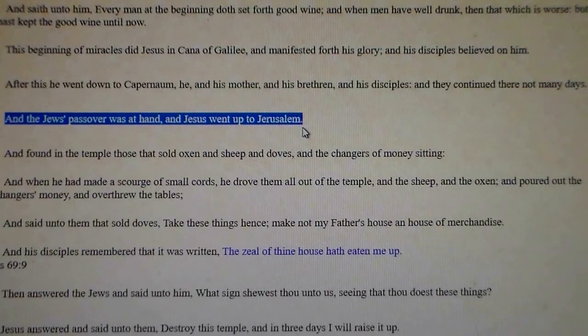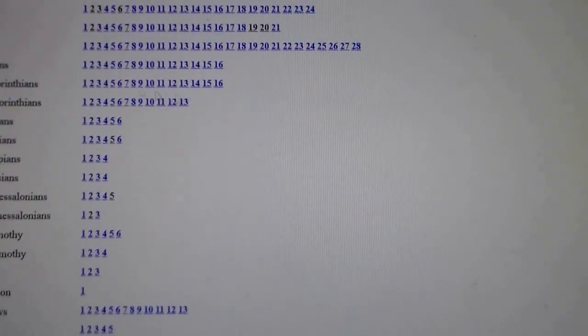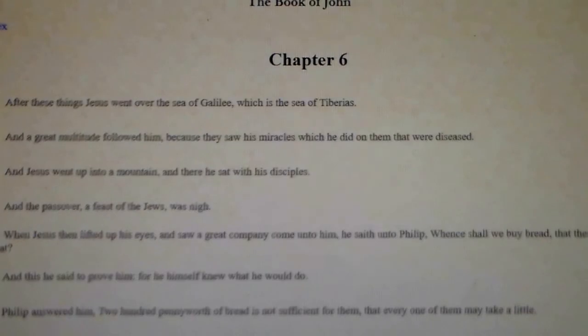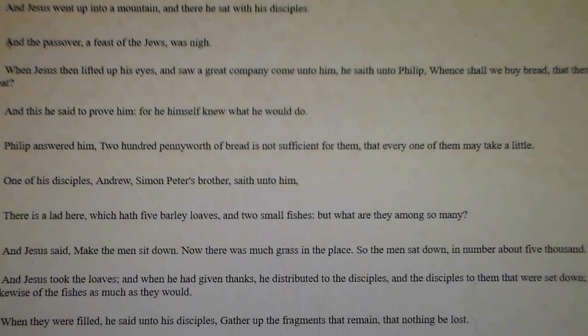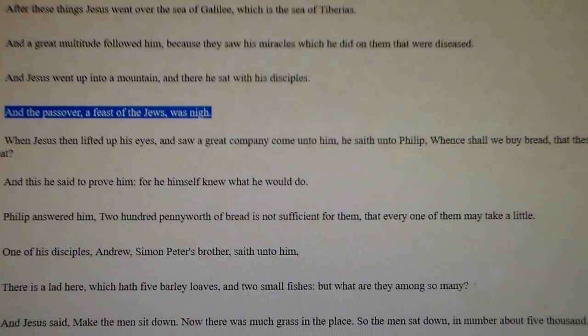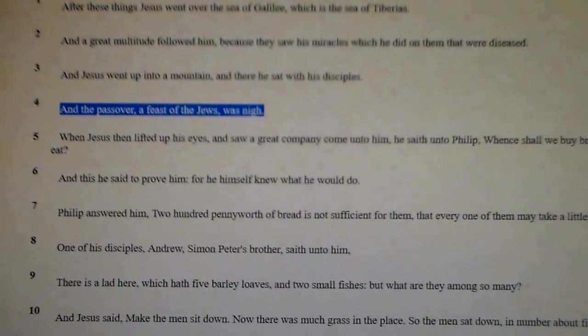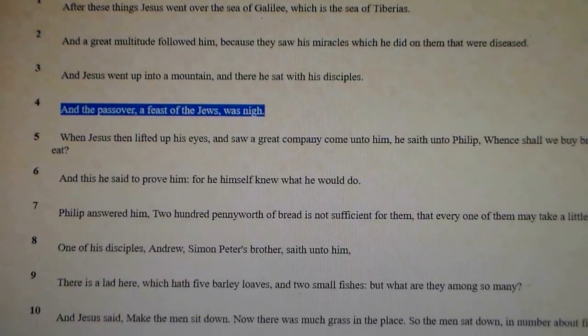And the next Passover we see is mentioned in the book of John. It's John chapter 6 and verse 4. It says, right there, and the Passover, a feast of the Jews, was nigh. So there we see that another year passed, and so Jesus would be 31 and a half years old.